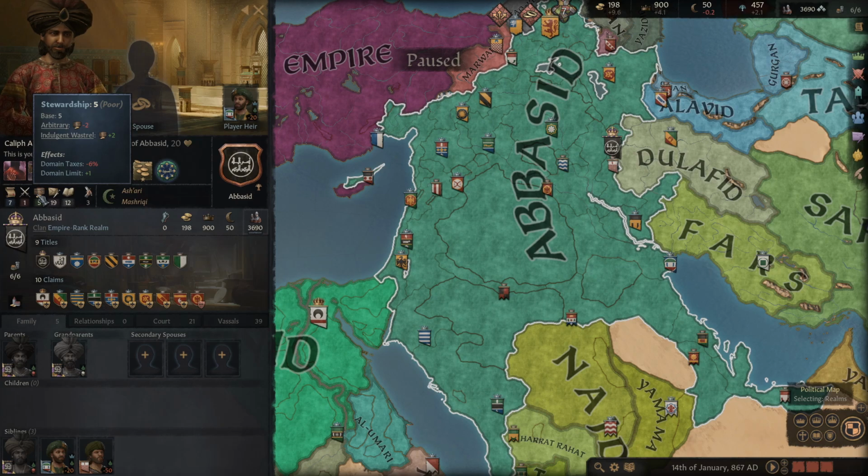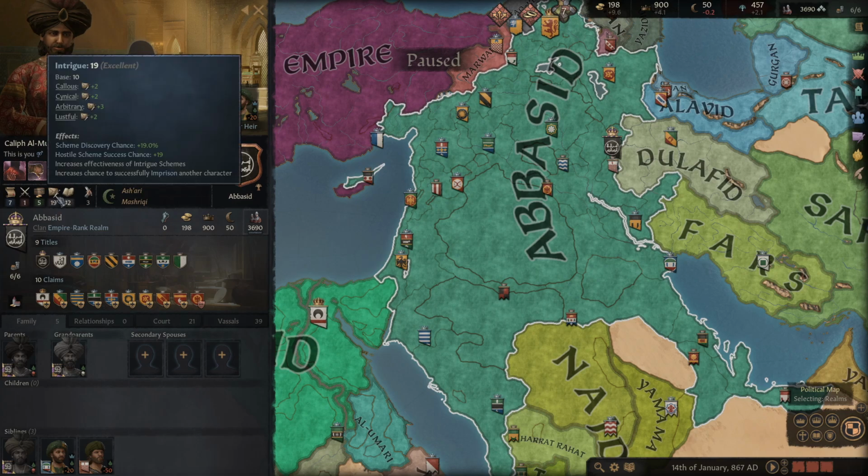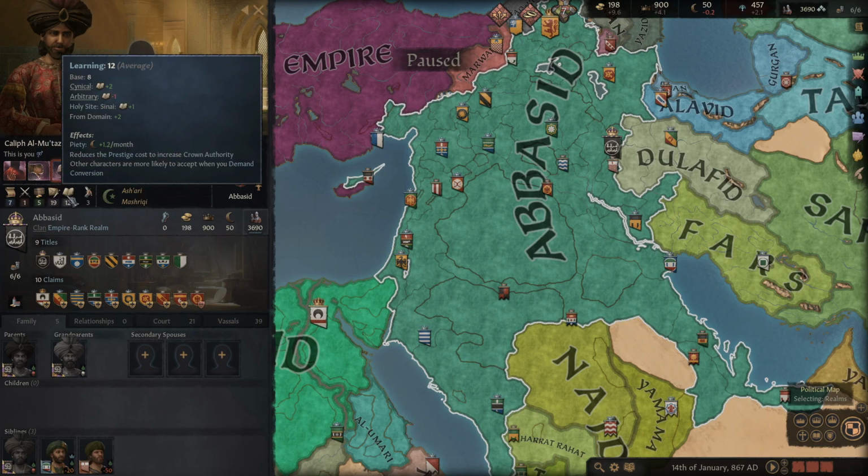Now, let's move on to the intrigue stat, which represents the measure of how well you are at plotting, that being murder and manipulation, for example. This directly increases or decreases the scheme discovery chance, so the chance per month that you discover a plot against you or your courtiers, as well as your scheme's success chance, so the chance that one of your schemes succeeds. It turns out that the Caliph is incredibly competent, with an excellent intrigue stat of 19, making plot discovery and execution a lot easier.